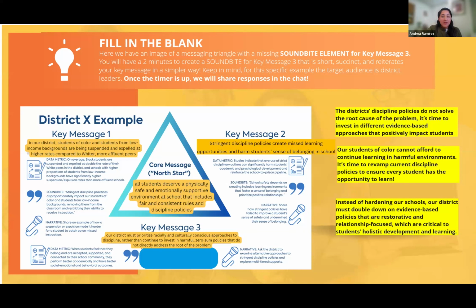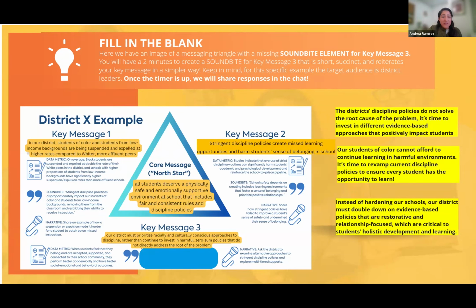Another way to say it: our students of color can't afford to continue learning in harmful environments. It's time to revamp current policies to ensure every student has the opportunity to learn. And then lastly, instead of hardening our schools, our district must double down on evidence-based policies that are restorative and relationship-focused. Those were all great.